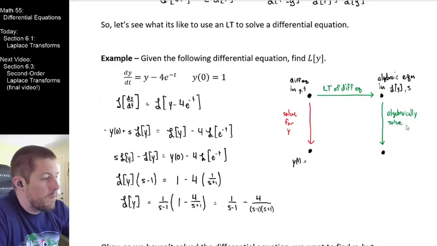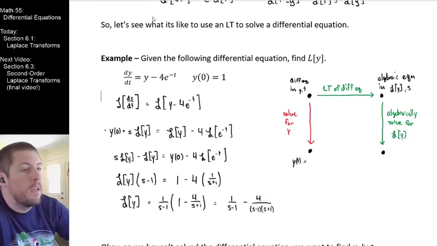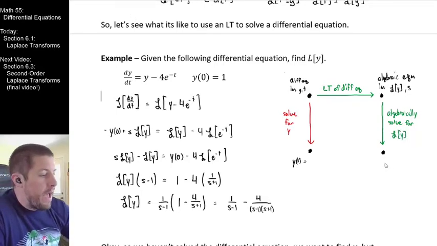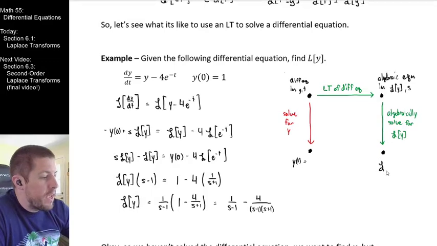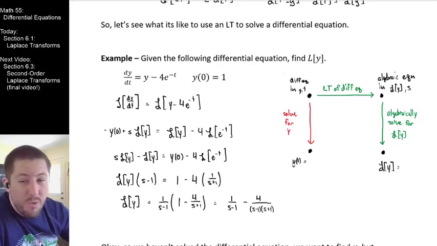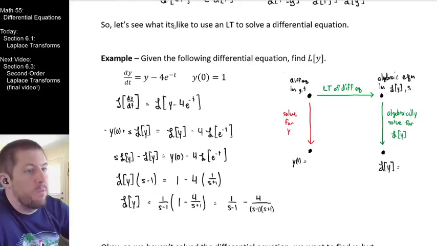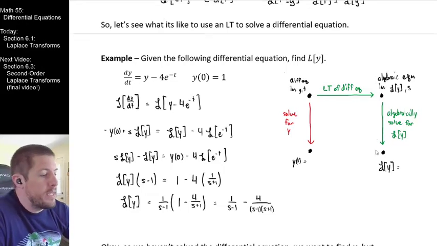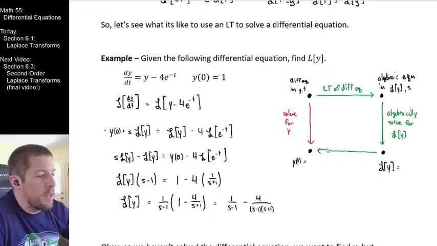Please solve for L of y. And so now we're in the situation of saying L of y equals, that's now the scenario that we're in. Instead of having solved for y, we've solved for the Laplace of y. So the remaining step we still need to do is undo the Laplace transform.